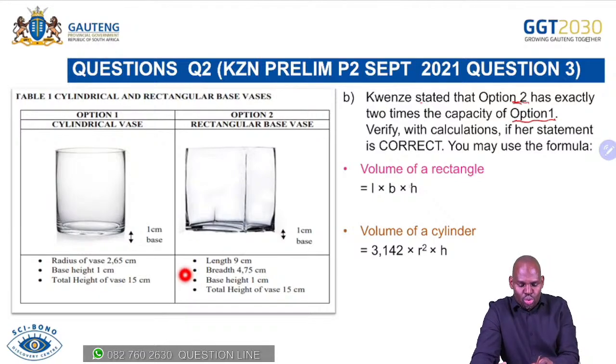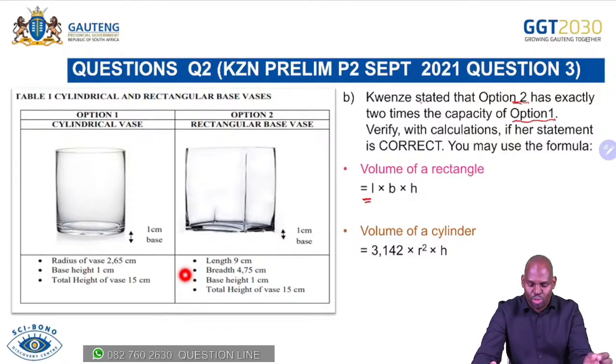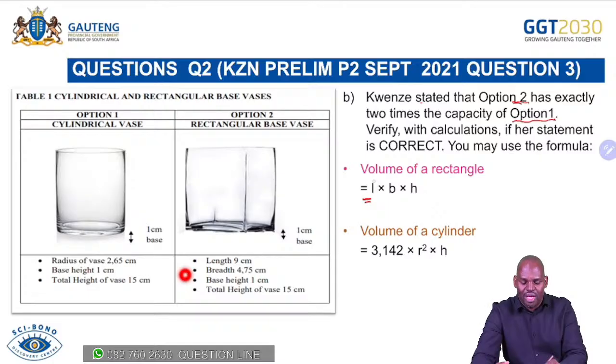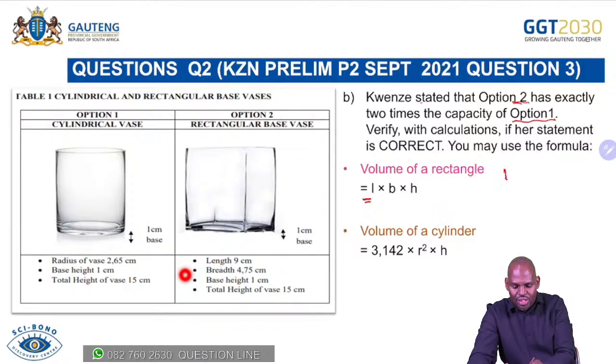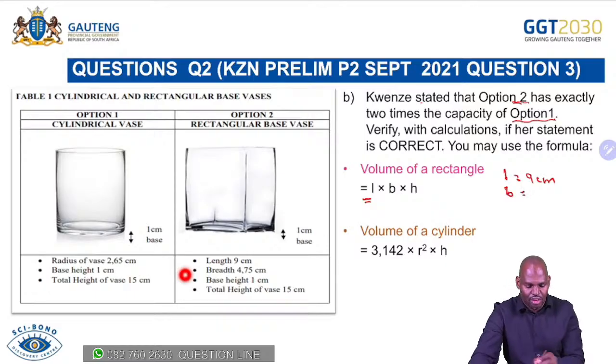So for option 2, we do the substitution. First thing, we have to be sure that the value of the length, the value of the breadth, and the value of the height, all of them are in the same unit. Now, what is our length? Our length is 9 centimeters. Our breadth is 4,75 centimeters.